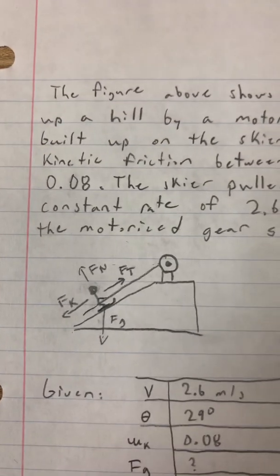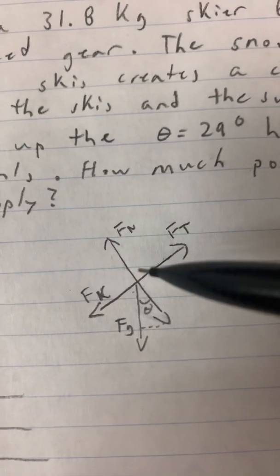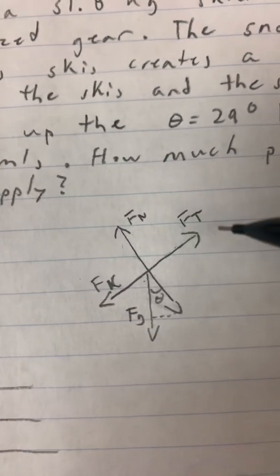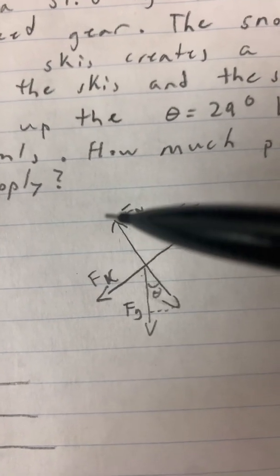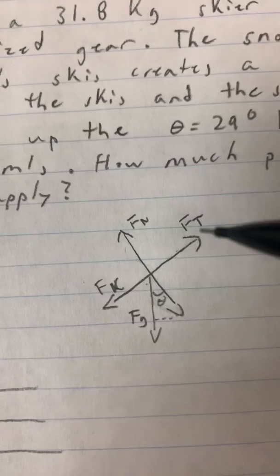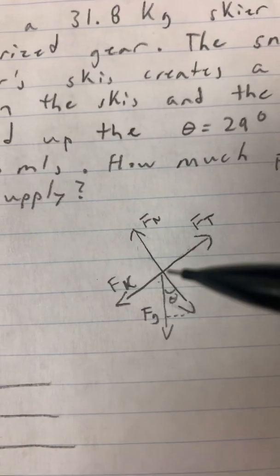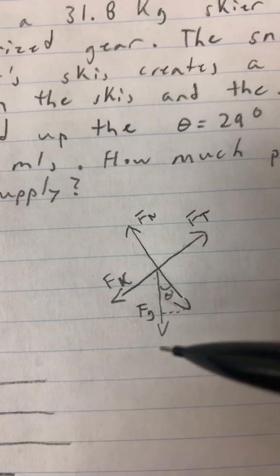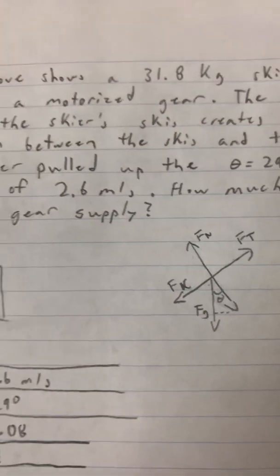So let's look at this in an XY coordinate system. As you can see, there's the XY coordinate system. This is the X right here, and this is the Y. We have all of our forces: Fn pointing up, Ft pointing to the right, and Fk pointing to the left. And we have the angle with Fg pointing straight down, and that angle is 29 degrees. So let's go to our givens now.